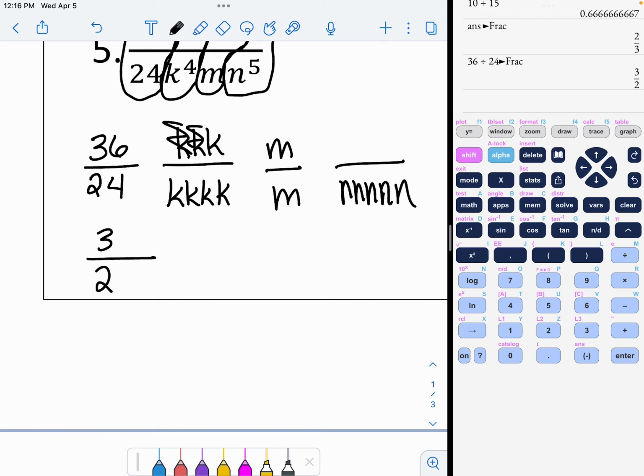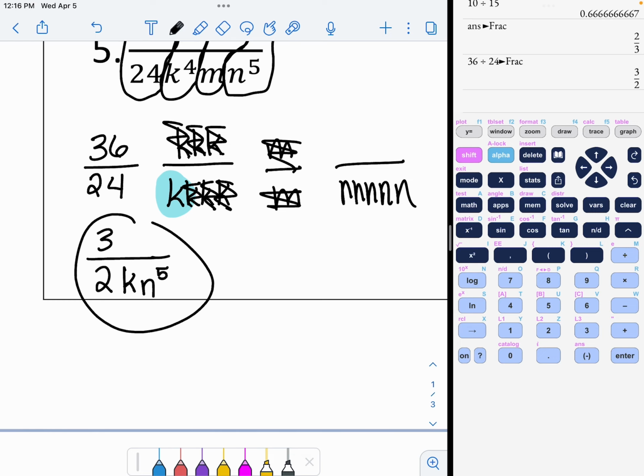3 of these K's and 3 of these K's leaves 1 on the bottom. See that 1 on the bottom right there? This M and this M are just totally gone. And those N's join up to just stay n to the 5th. So there was nothing to do. There's no other N's on the top, so it just stays in the bottom.